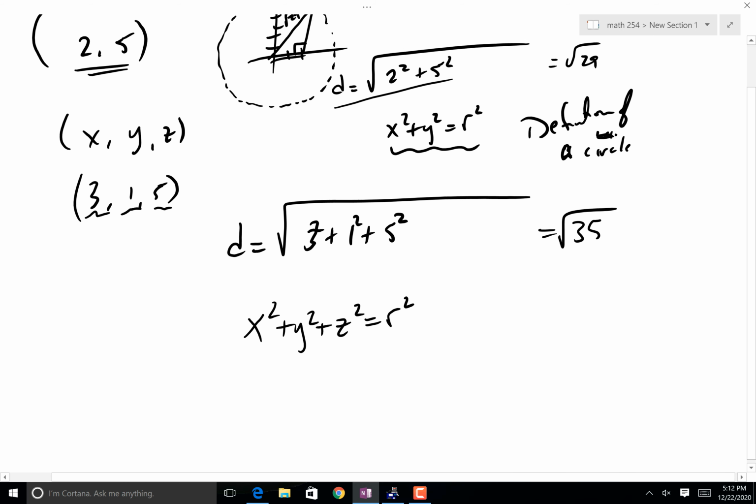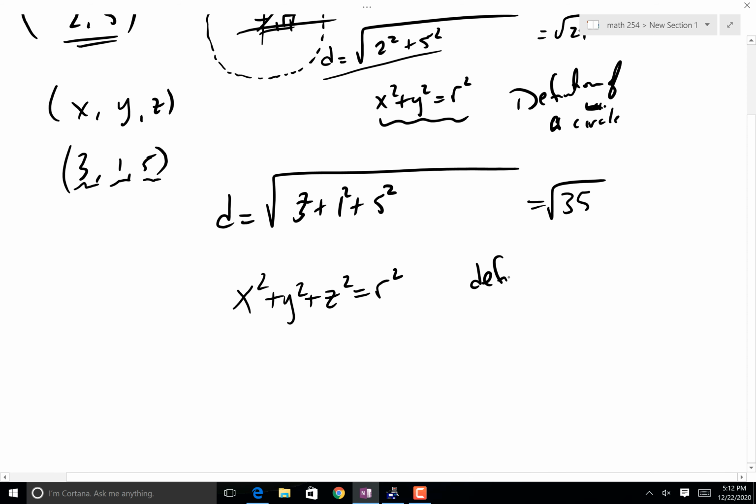In reality, what this is doing is x squared plus y squared plus z squared equals r squared. And in reality, what is this? This is the definition of a sphere.